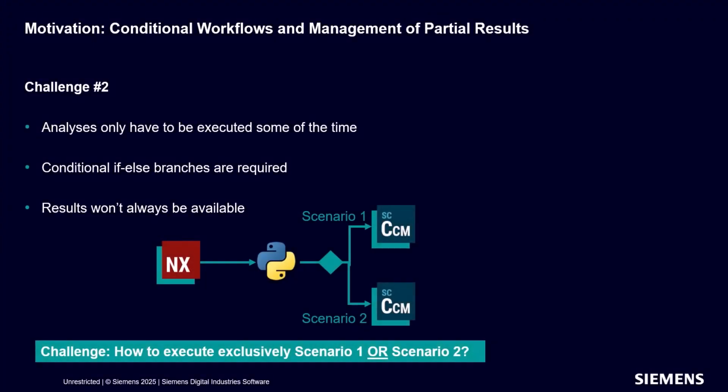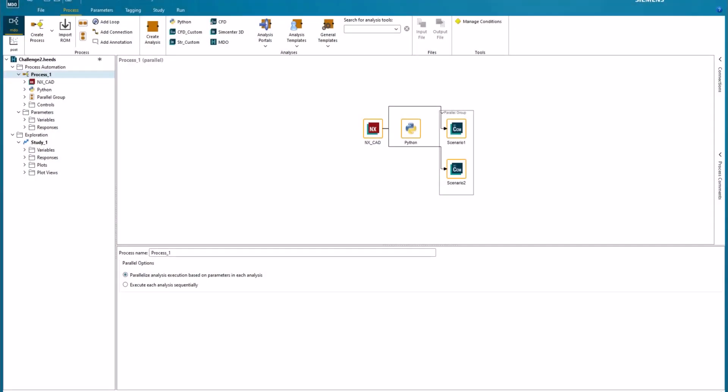Our second challenge is similar to the first, in the fact that analyses need not always be run. However, this second workflow is different in the fact that now, depending on the upstream condition, either analysis 1 or analysis 2 must be run. Additionally, in this case, the same responses come out of each analysis, requiring special handling. Here we have a workflow established for our challenge.